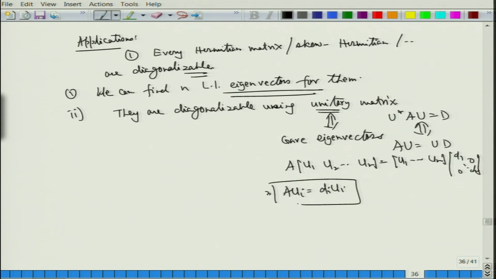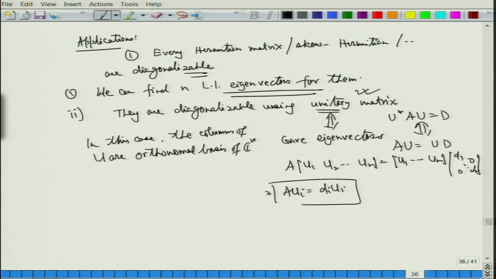So when you are saying that they are diagonalizable using a unitary matrix, it means that the columns of U are orthonormal. So we are saying that in this case, the columns of U are an orthonormal basis of Cn over C, which is the same thing as saying that the columns of U are nothing but the eigenvectors.